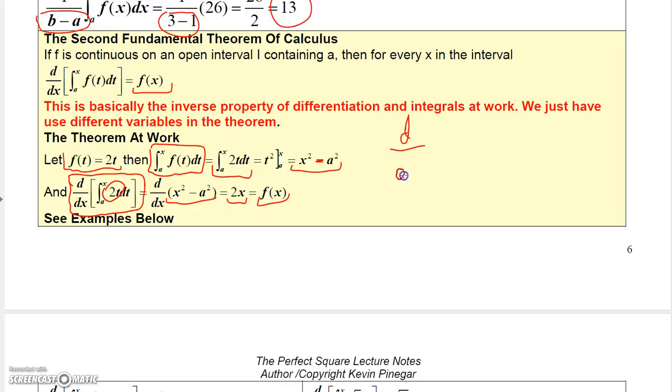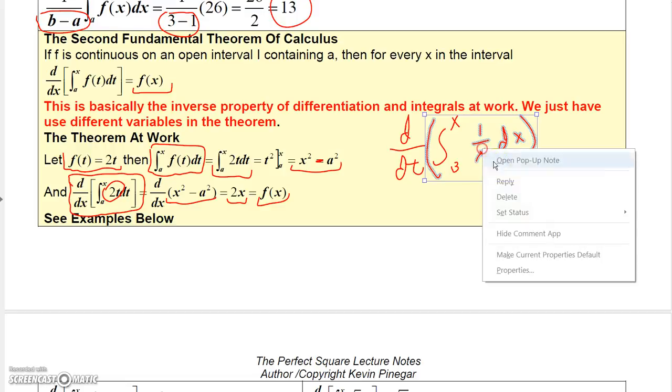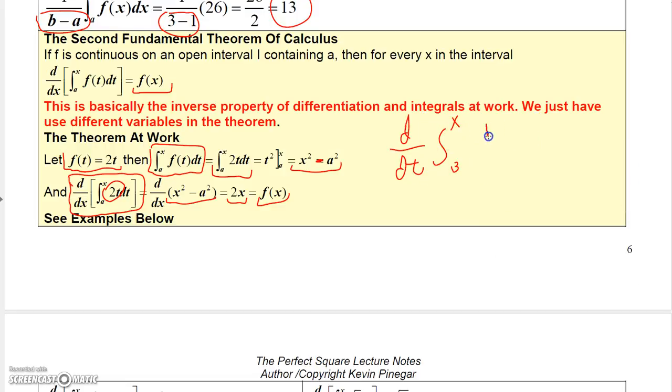Okay, so let me just show you one more time. If someone said, what's the derivative of this integral from, say, just pick a number, how about 3, from 3 to x of, let's pick some function, how about 1 over x dx? Actually, up here I put dx. I should have put t: 1 over t dt. I know it's confusing. You're supposed to use a different variable.